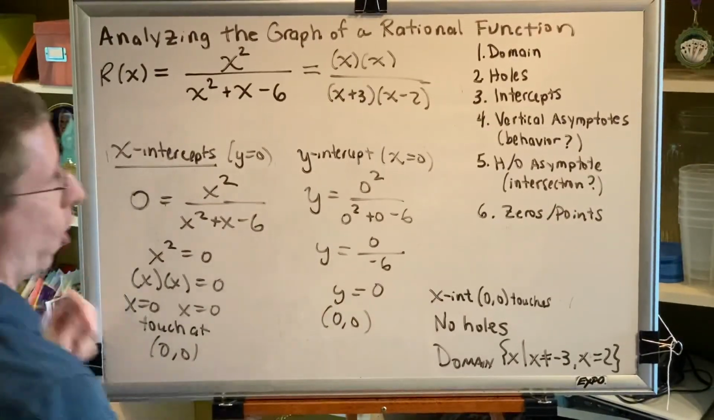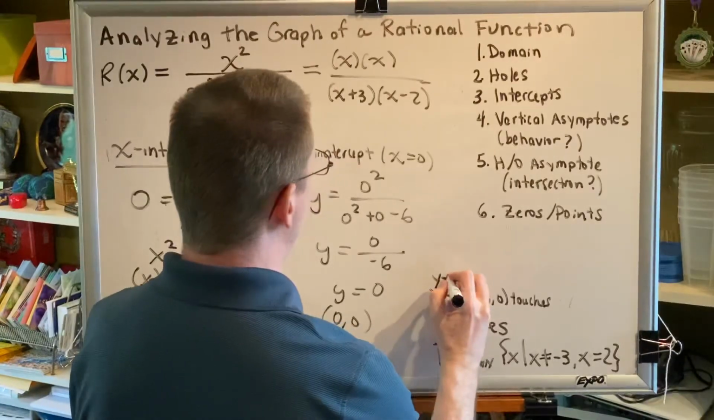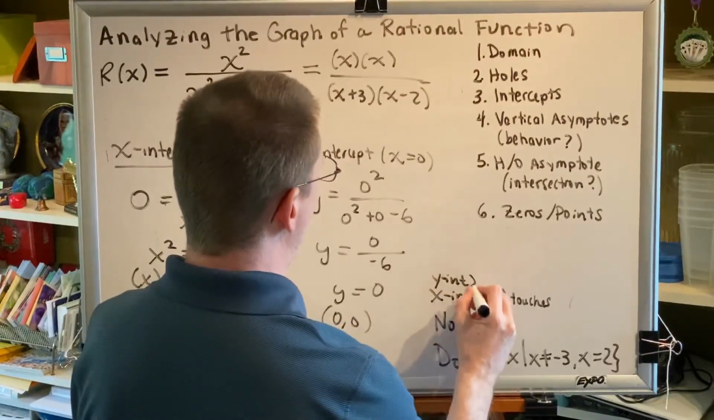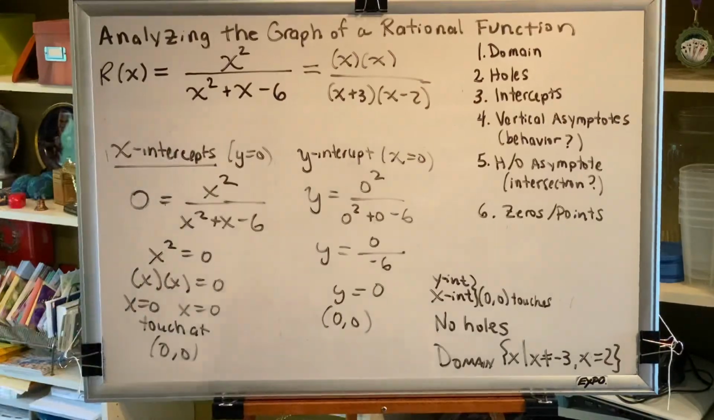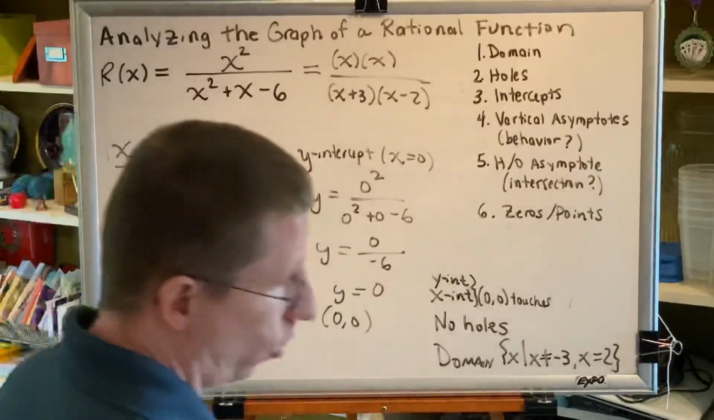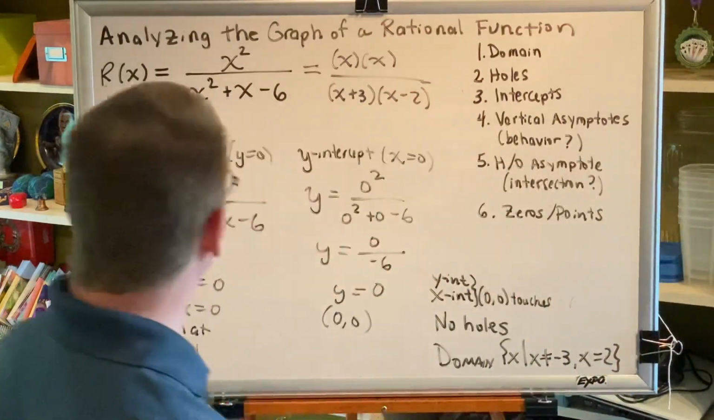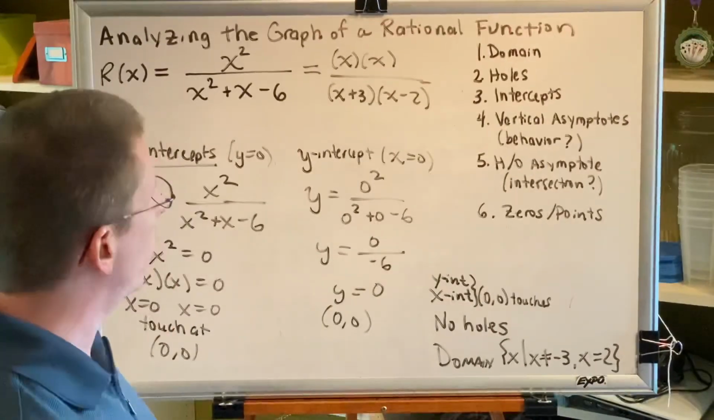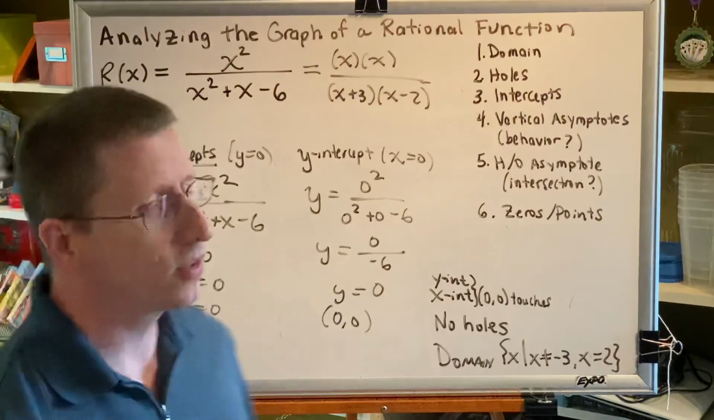And we already know what happens there. So the y-intercept and the x-intercept are the same point. They are the origin 0, 0. And we'll find that the graph will touch there and bounce away. All right, great. So we've done the first 3 steps. Now we're going to move on to the remainder of the steps in our next video.